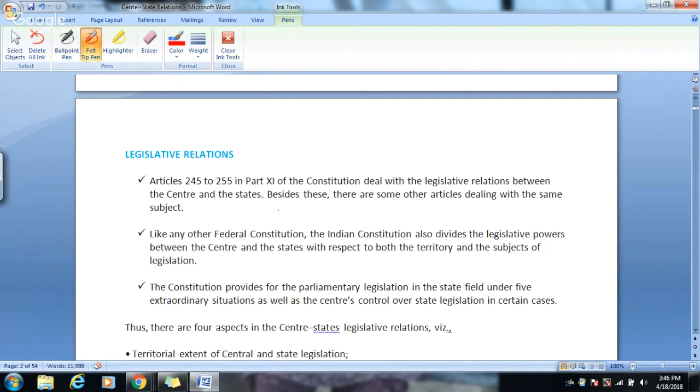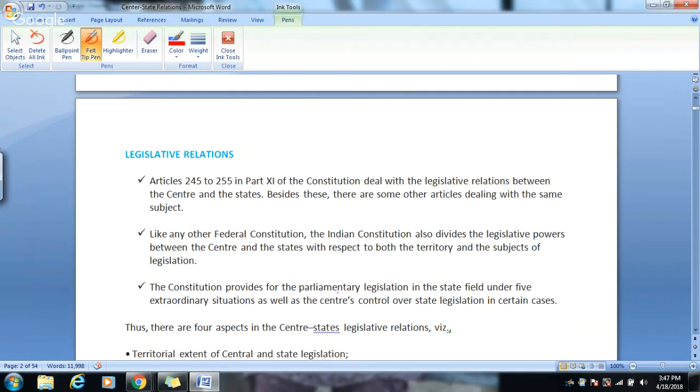And apart from this, the Constitution provides parliamentary legislation in the state field under five extraordinary situations. The meaning of this is, parliamentary legislation can be observed in the state field, that is in all states, under five extraordinary situations. There are five situations where parliamentary legislation will take place instead of the state's legislation, as well as the center's control over the state legislation in certain cases.